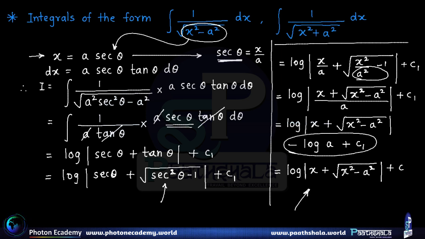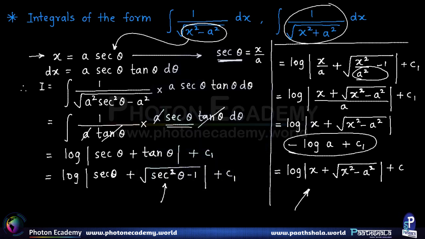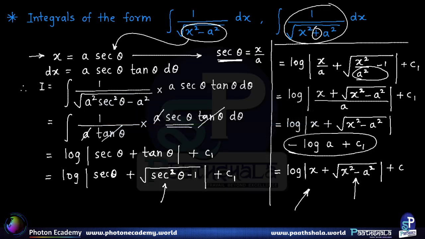The other integral, in which we have 1 upon root of x square plus a square, also has exactly similar procedure, except that we will substitute x as a tan theta because we have the plus sign here, and at the end the answer also is of almost similar type as we have obtained here. The only difference will be in the sign inside the square root sign. All the rest of the terms will be exactly same. So let us recap these last three results also once again.